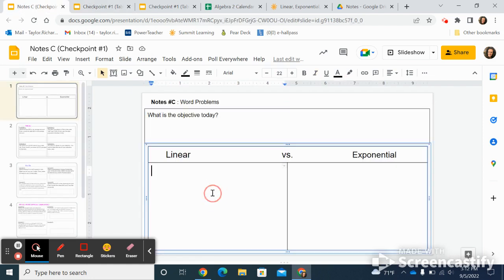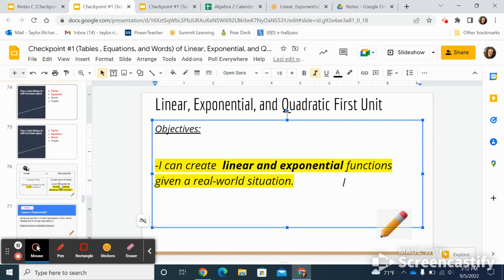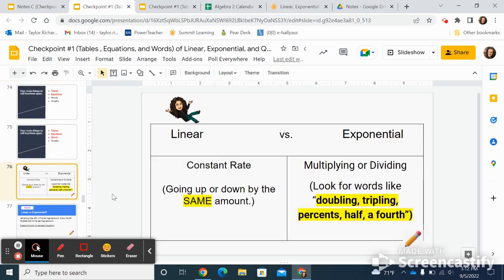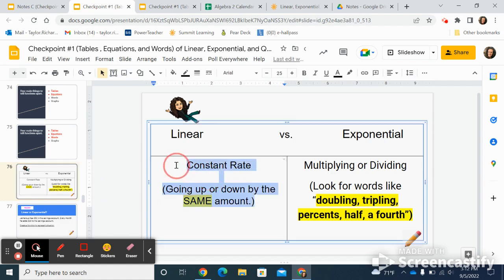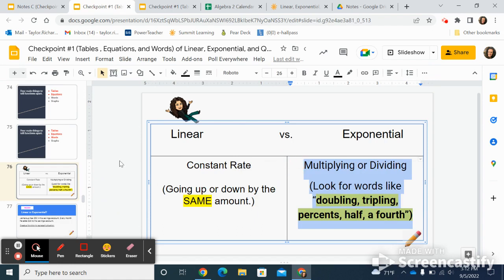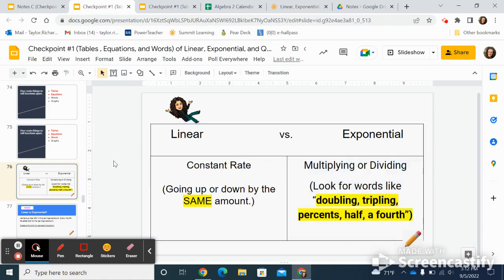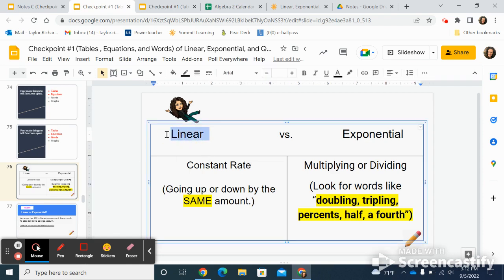Now, your next box on your notes is one box for linear and one box for exponential. We're going to have some rules. So next, you can go ahead and pause on this slide and type out these 2 rules. Again, the first one is for linear and the second one is for exponential. So when you read a word problem, you have to figure out, is that word problem a linear situation or is it an exponential situation?